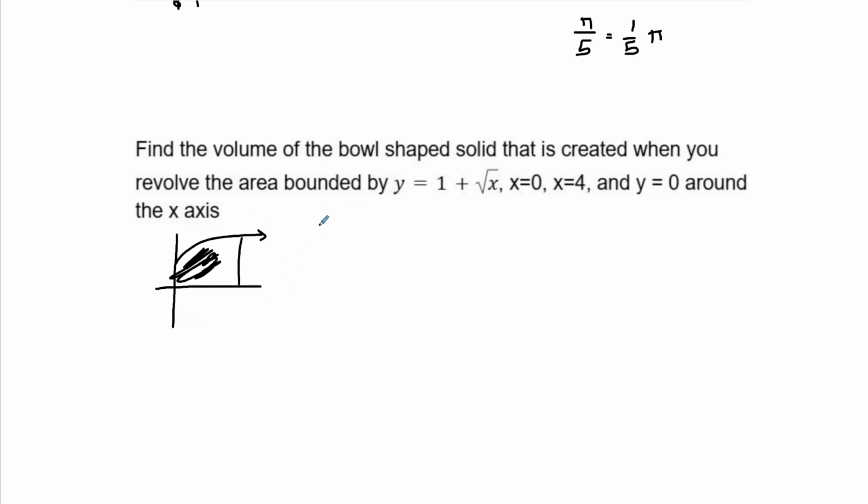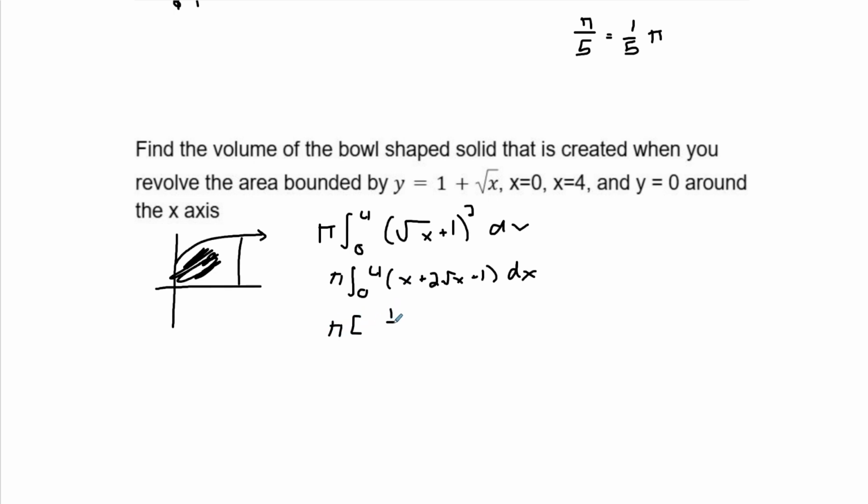So our actual volume would look like this, and then it would be in 3D, obviously. Okay, so what would we do here? Well, we would just write pi times the integral from 0 to 4. Those are our x bounds of the square root of x plus 1 squared dx. And so we would have pi times the integral from 0 to 4 of, we would then get x plus 2 root x plus 1 dx. So it looks like we're going to get pi times 1/2 x squared plus, this would be x to the 3/2, so we'd get 4/3, and then plus x. That's going to all be evaluated from 0 to 4.